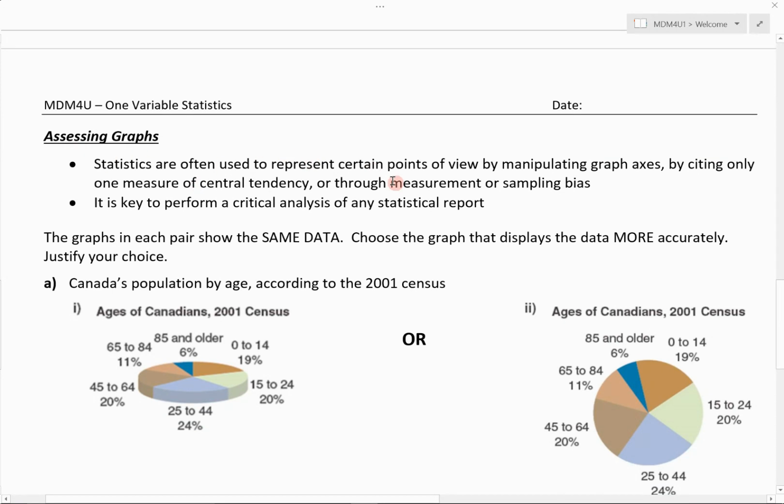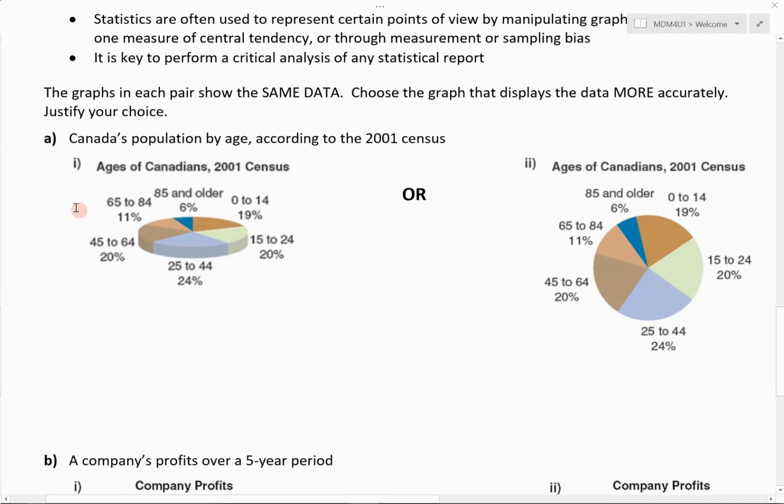Okay, so assessing graphs. Statistics are often used to represent certain points of view by manipulating graph axes, by citing one measure of central tendency, or through measurement or sampling bias. It is key to perform a critical analysis of any statistical report. An analysis is not something like an equation where you plug in one number and get an answer. There are different ways you can analyze something. A lot of it comes from experience, looking at something very logically, analytically, step by step, trying to look into research behind what the graph shows, what the numbers behind the graph are, and the way it's presented too.